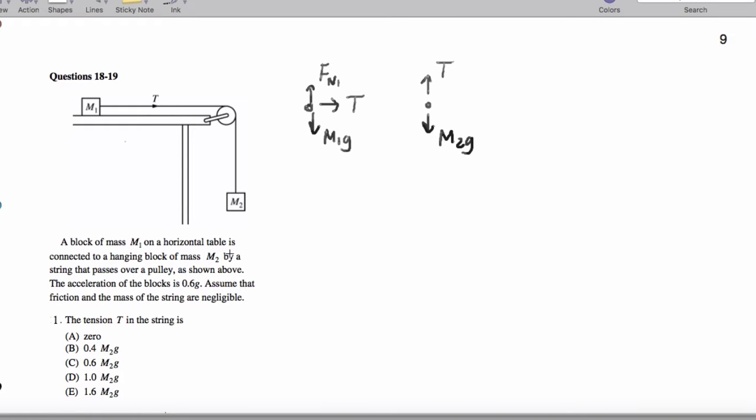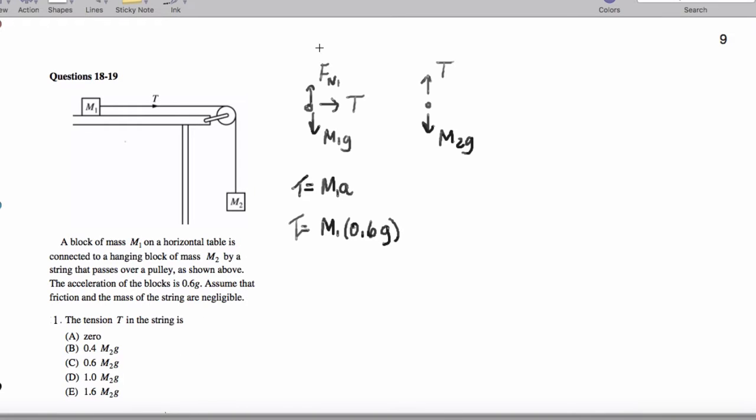Now, one thing I think that confused people is it says the acceleration of the blocks is 0.6 g, and I'm not sure what people thought, but for whatever reason they seem to overlook that letter g. And I want to just be clear that that is the acceleration due to gravity. So when we set up our equations for block 1, we're going to have that T equals m1 times its acceleration. And I'm just going to go ahead and actually put m1 times 0.6 g right here.